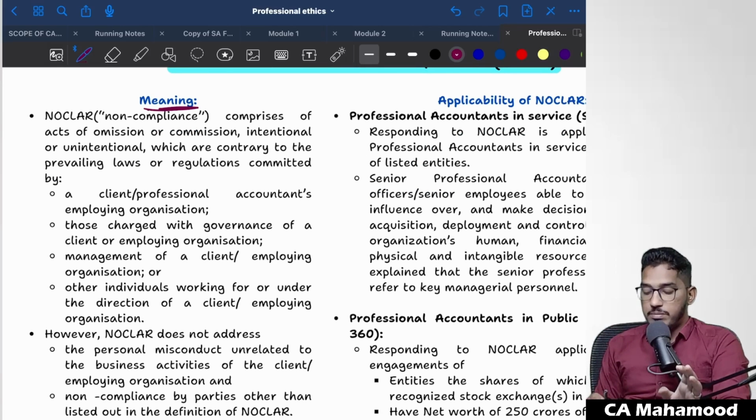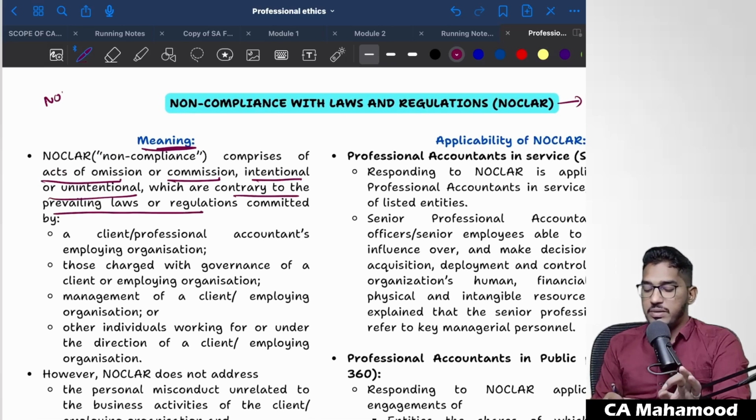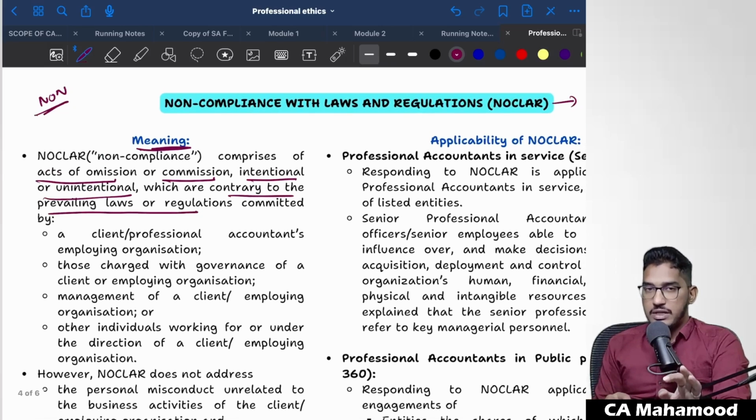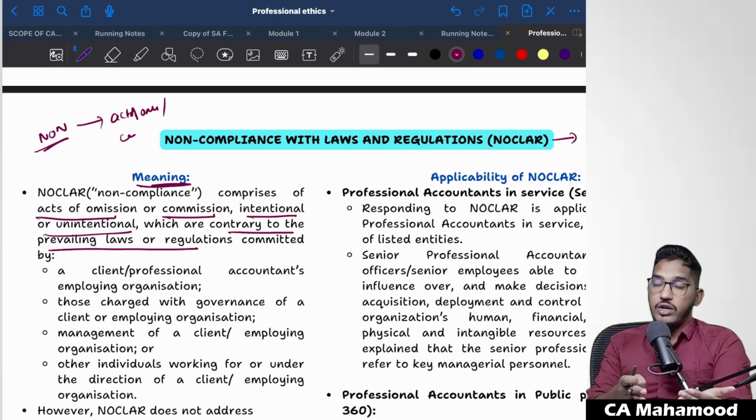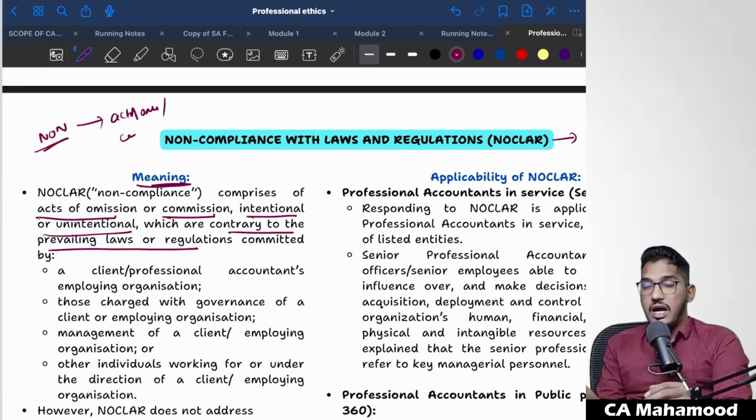So NOCLAR comprises acts of omission or commission, either intentional or unintentional, which are contrary to the prevailing laws and regulations. First of all, what do you mean by non-compliance with the laws and regulations? Non-compliance with the laws and regulations means either an act of omission, meaning you are not doing something, or commission, meaning you are doing something. Whatever you are not doing or whatever you are doing, either intentionally or unintentionally, that is against the prevailing laws and regulations.